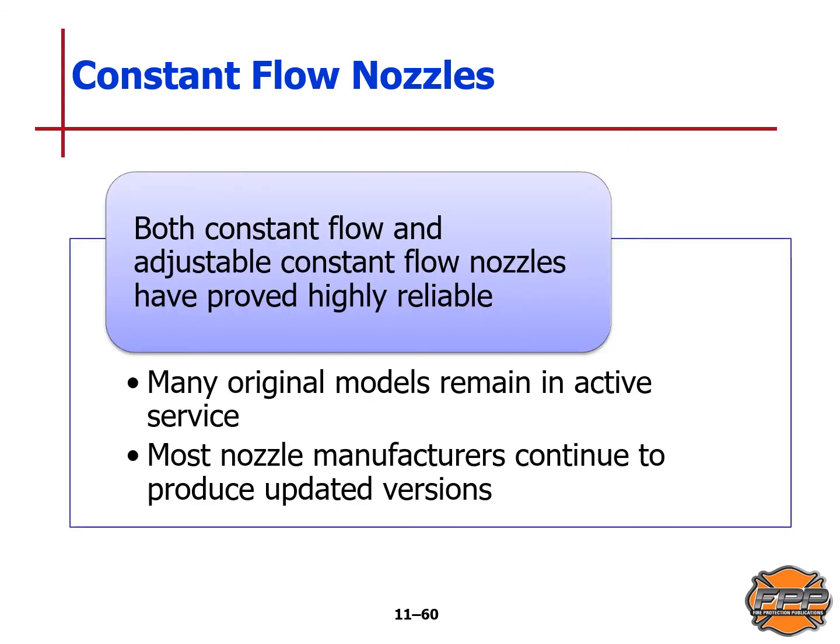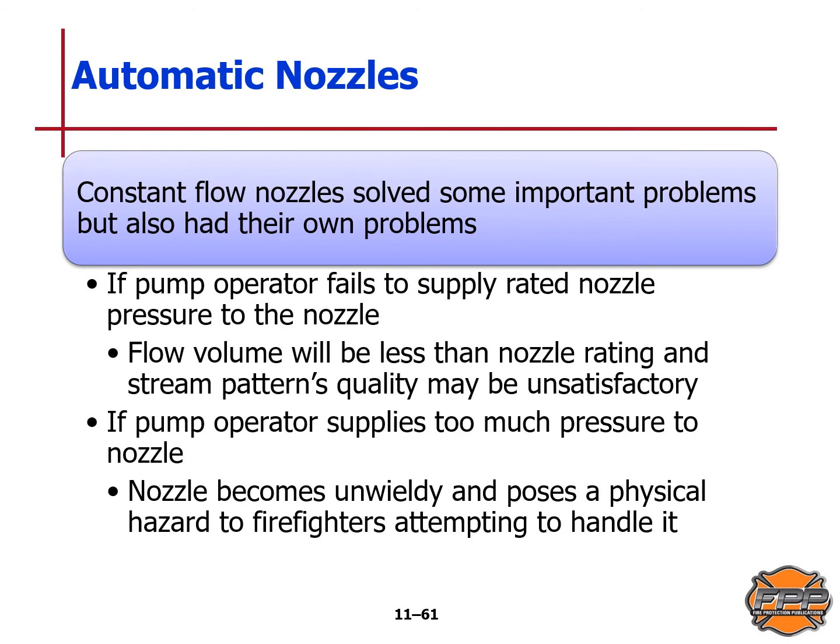Both constant flow and adjustable constant flow nozzles have proved highly reliable. There are many original models that remain in active service. Most nozzle manufacturers continue to produce updated versions. Constant flow nozzles solve some important problems but also had their own problems. If the pump operator fails to supply the rated nozzle pressure to the nozzle, the flow volume will be less than the nozzle rating and the stream pattern's quality may end up being unsatisfactory. If the pump operator supplies too much pressure, the nozzle becomes unwieldy and poses a physical hazard to firefighters attempting to handle it.